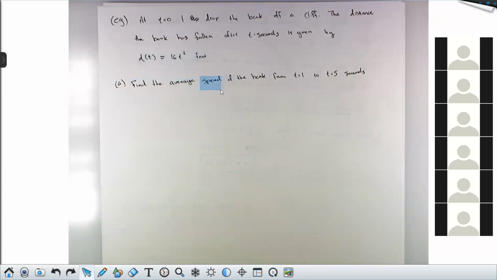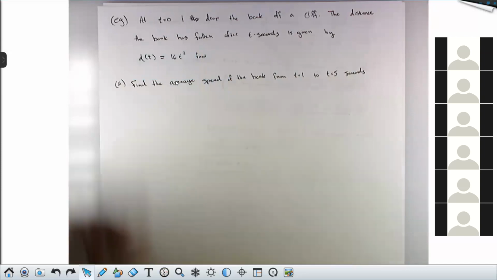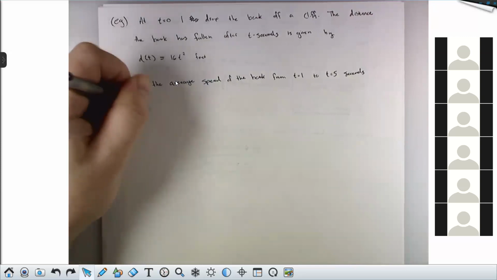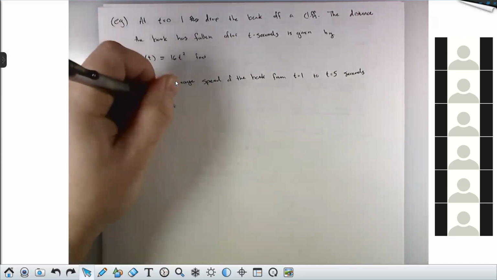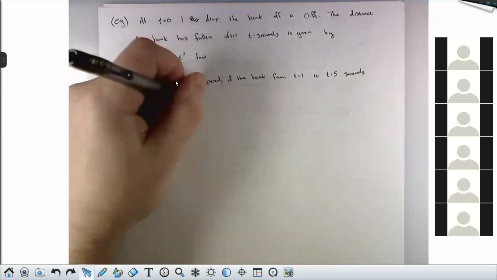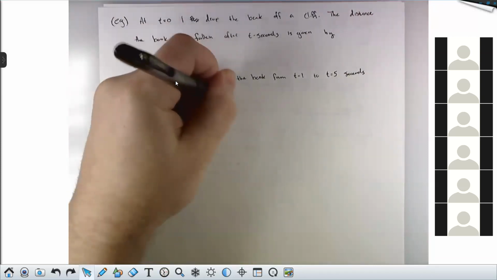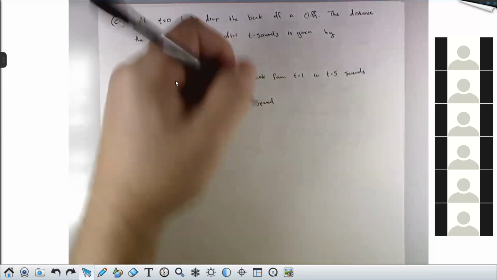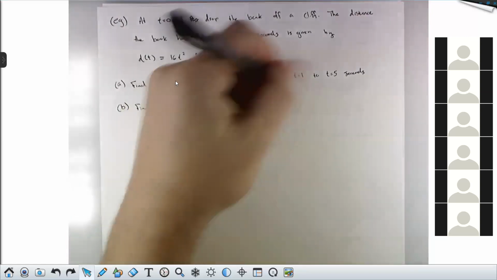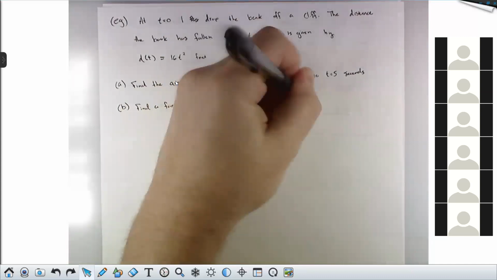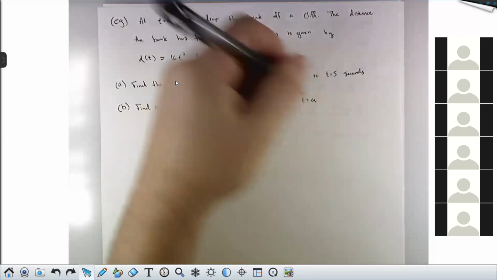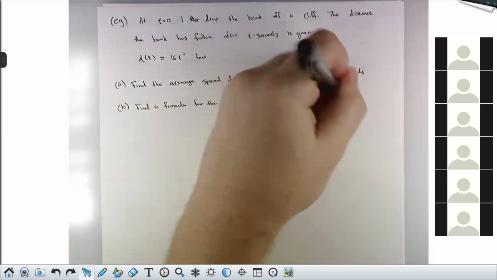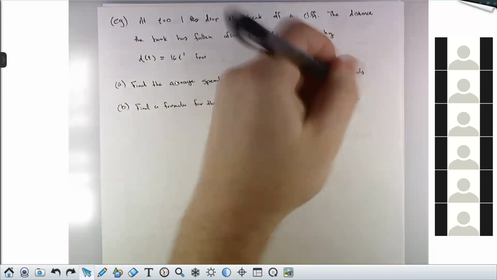Now, I could say average velocity here instead of speed. But then I want to do something a little harder. I want to find a formula for the average speed over a very generic interval, from some time, call it t equals a, to some time a little bit later, call it t equals a plus h seconds.